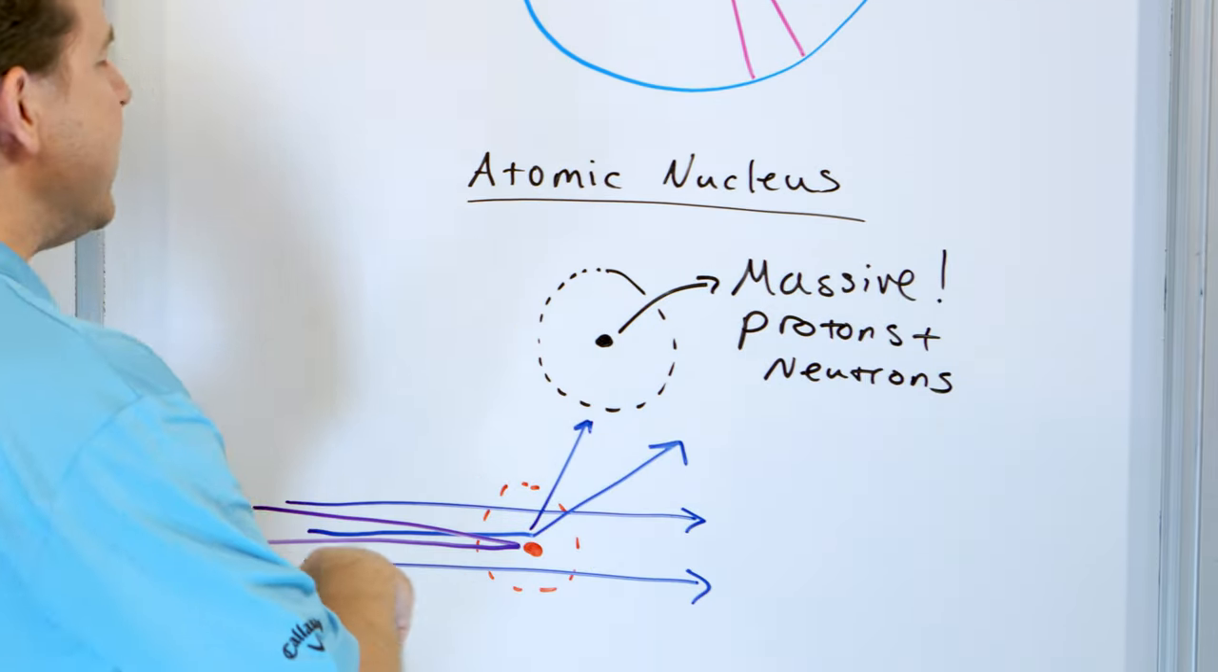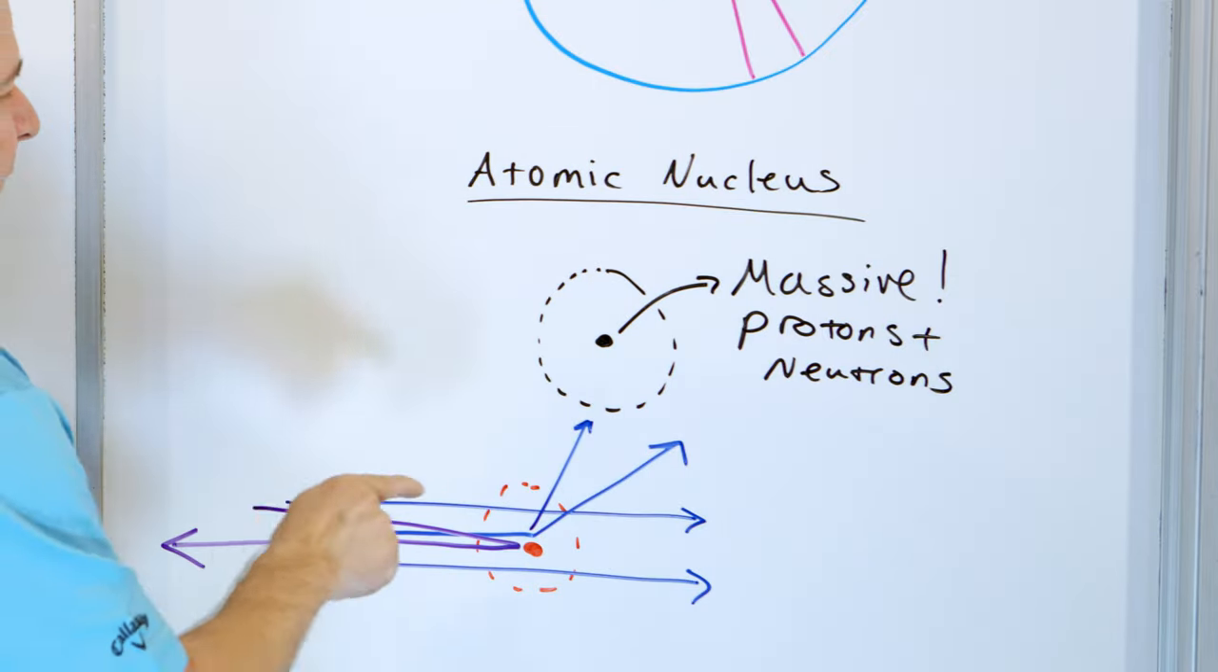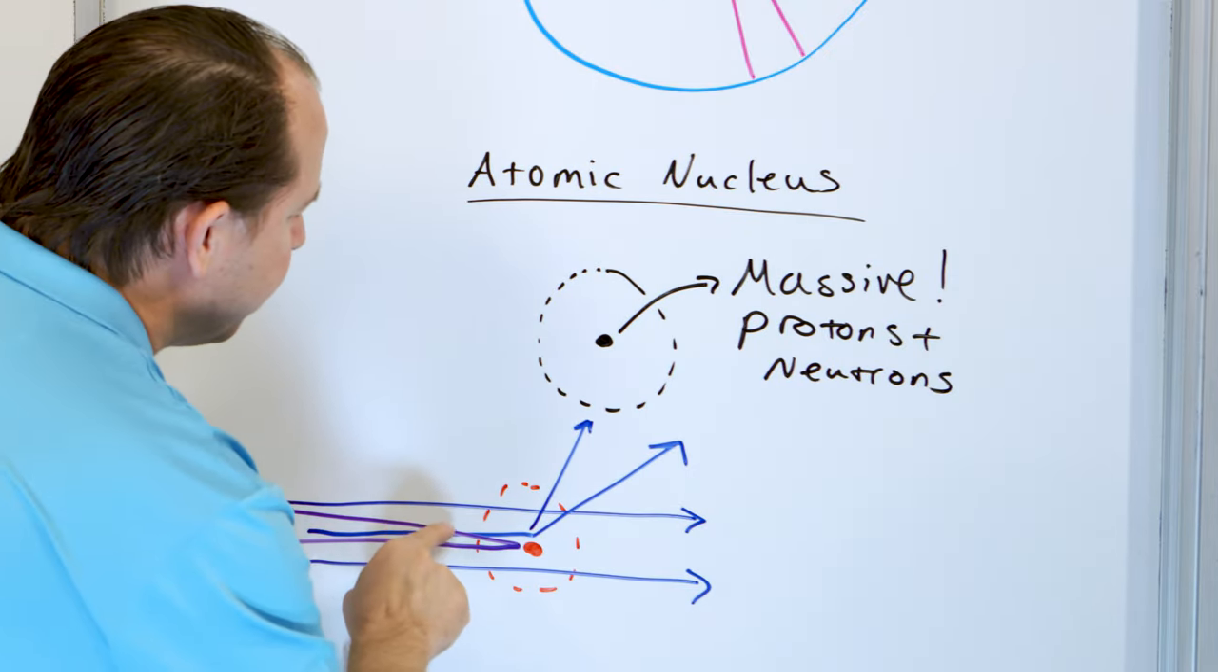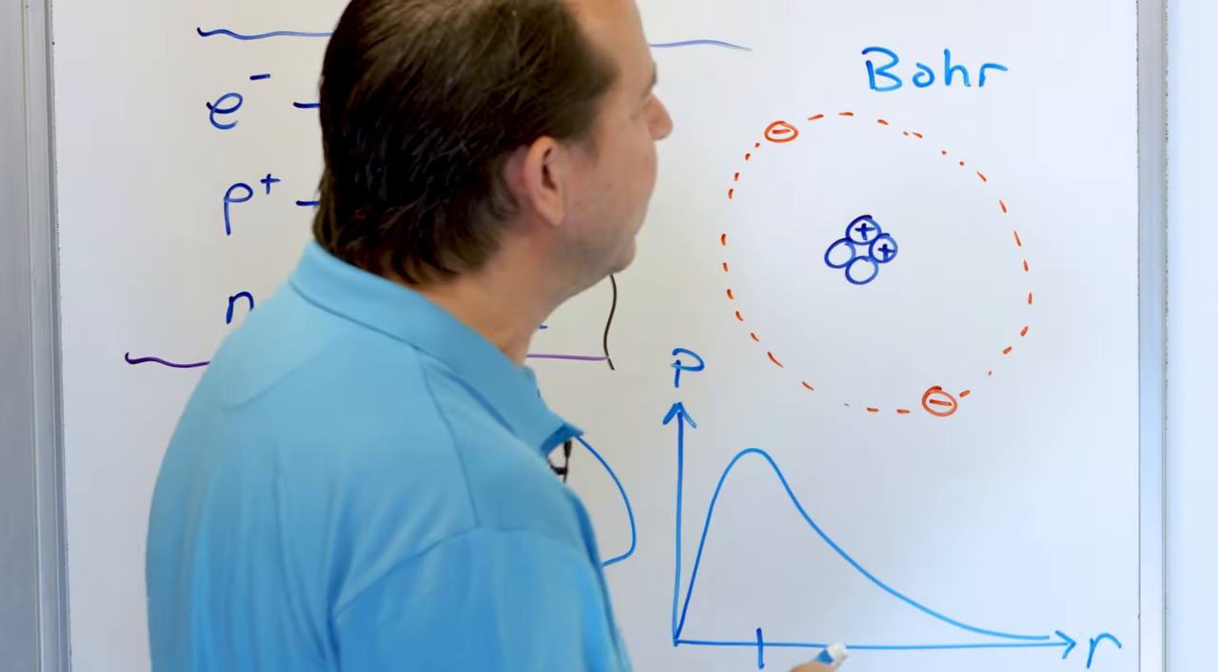So we say instead of that, maybe the nucleus is concentrated with the positive charge, and maybe the atom is mostly empty space, so whenever the incoming particle hits the nucleus or gets close to it, it bounces and ricochets back. That's probably closer to the truth.